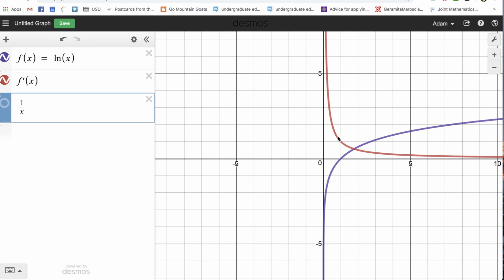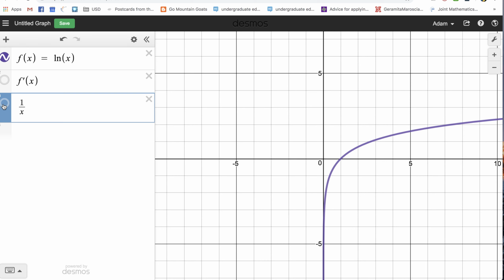Since our function log of x is only defined for positive values, we can't talk about the slope of the tangent line for any negative numbers. And that's fine. That's a property of the logarithm. It only makes sense to define it for positive numbers.